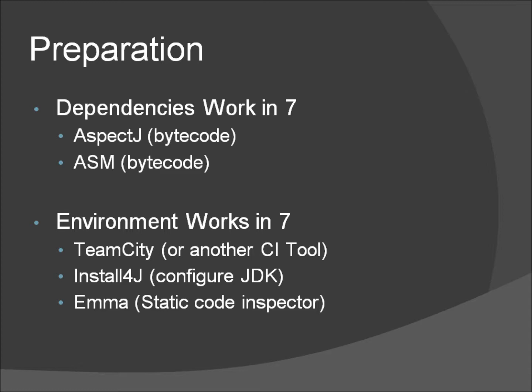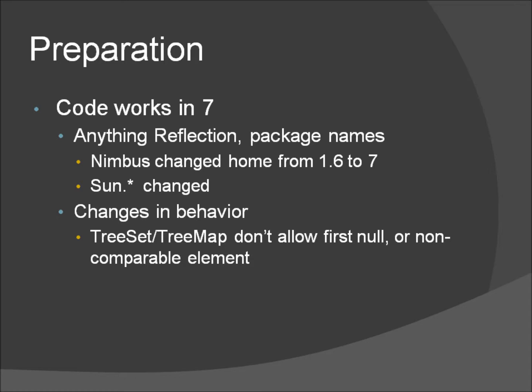So once you get all your dependencies and your environment saying, my build server works, all that stuff is fine, my dependencies are checked in, or I upgraded my dependencies, then you have to make sure your code works in 7. And most of the time it does, in the sense that, even though it is a major version shift, the changes from 6 to 7 didn't really add too much syntactical sugar that is incompatible. But the couple of things that you do need to watch out for is anything that uses reflection.